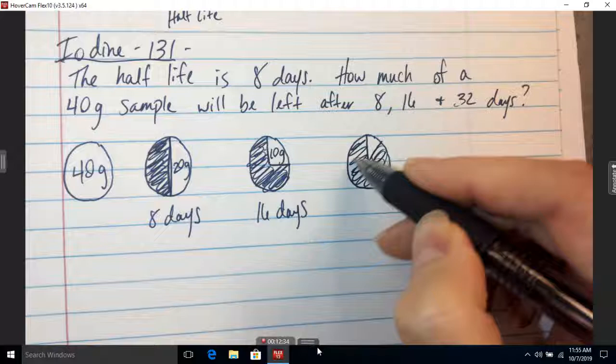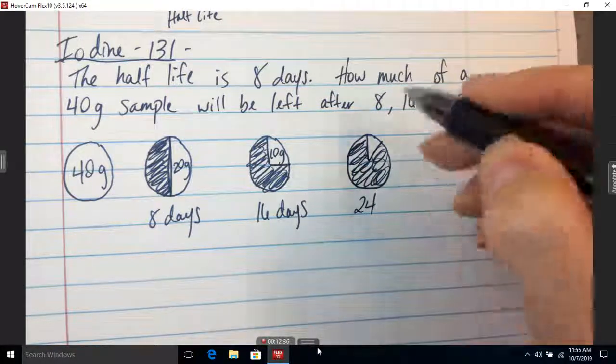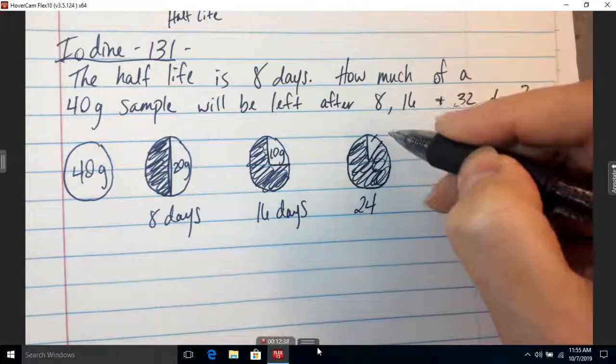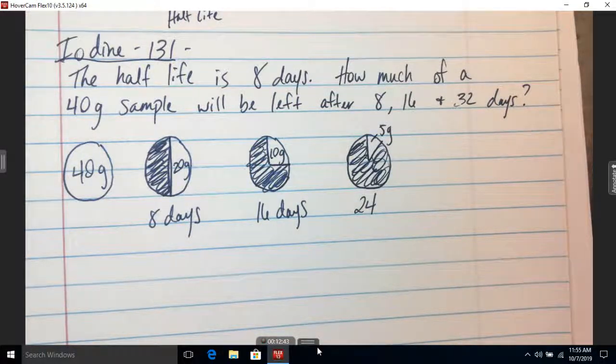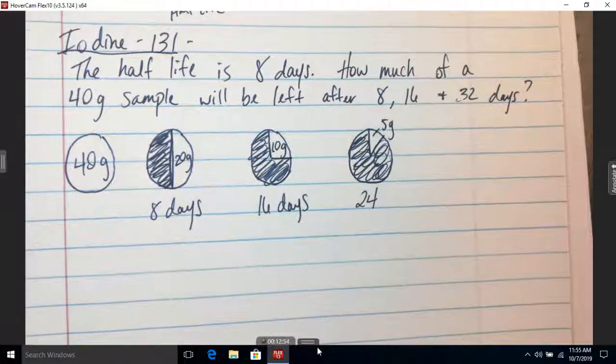How many days is this? 24 days. And this is 5 grams. Is that what they asked me for? Nope. So how many, what do we need to do?